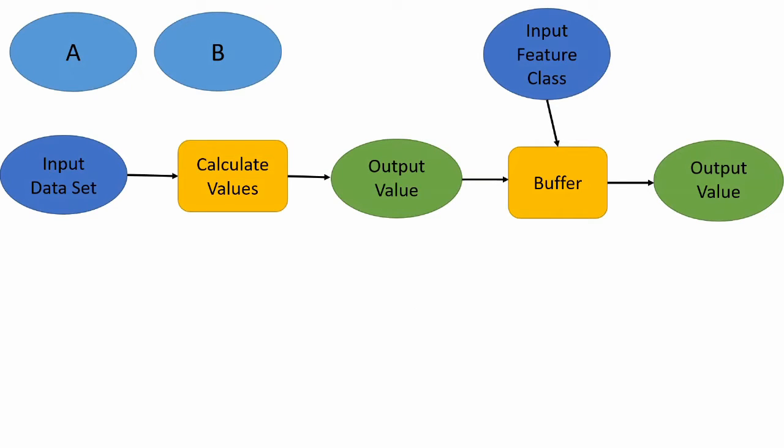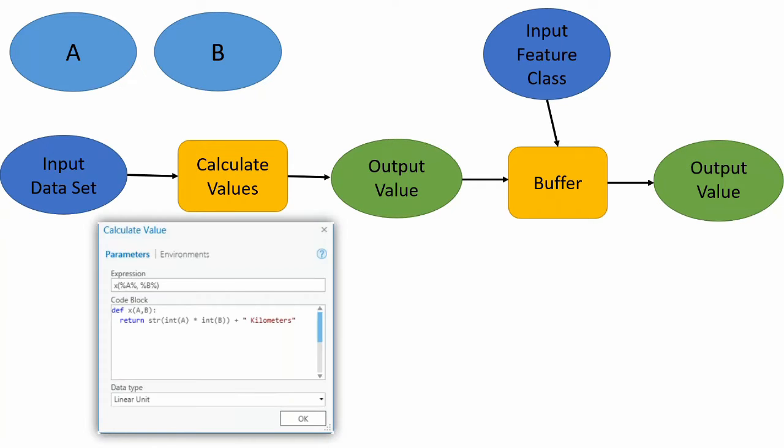So let's take a look at this. For example, if you are calculating a value in the model and you want to use the Calculate Value with tools such as Buffer, you'll also need to know that unique value or the linear unit. So in order to return that linear unit, you have to take a look at that code block along with that distance value, change the data type of the return values as shown in this window, and set that data type parameter to Linear Unit so the results of the expression will be converted to that desired value.